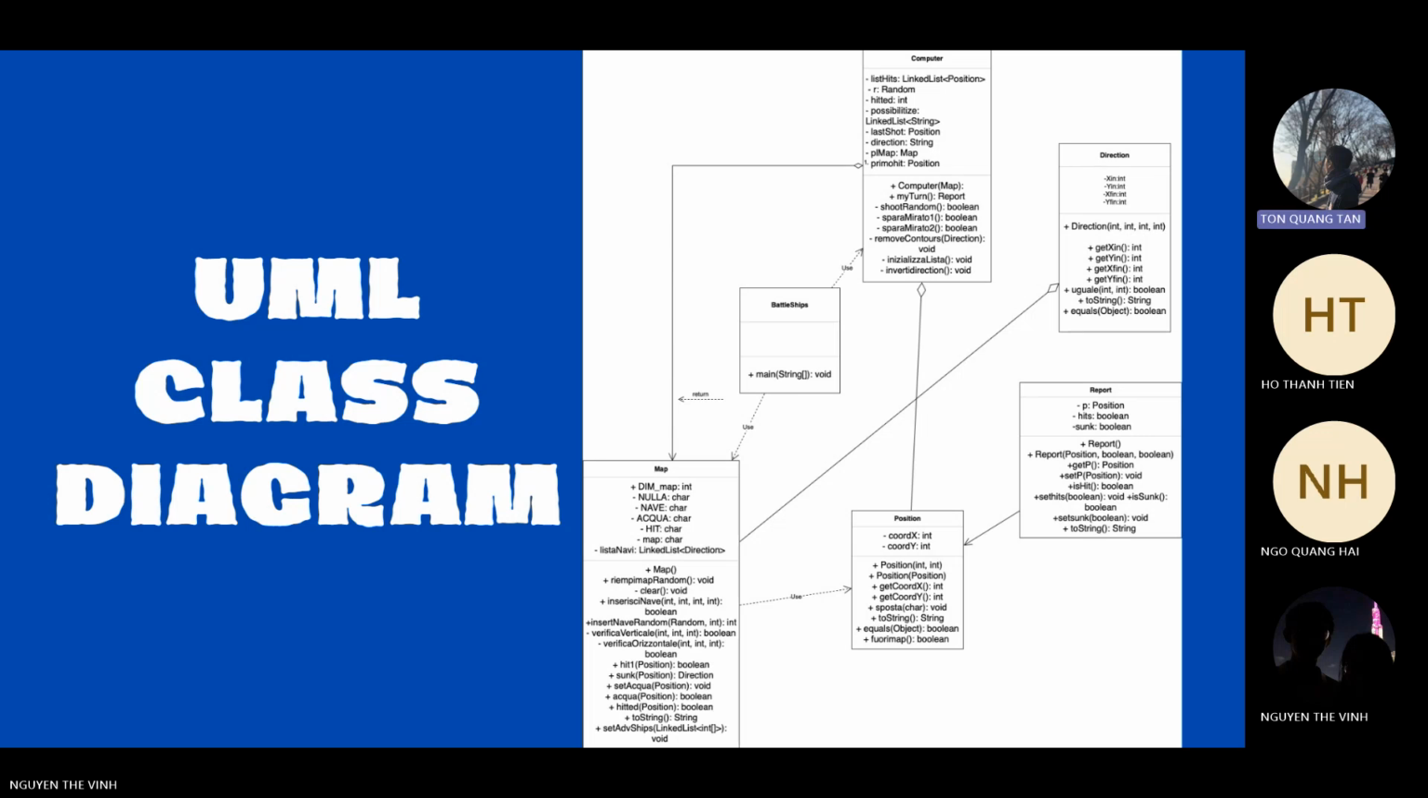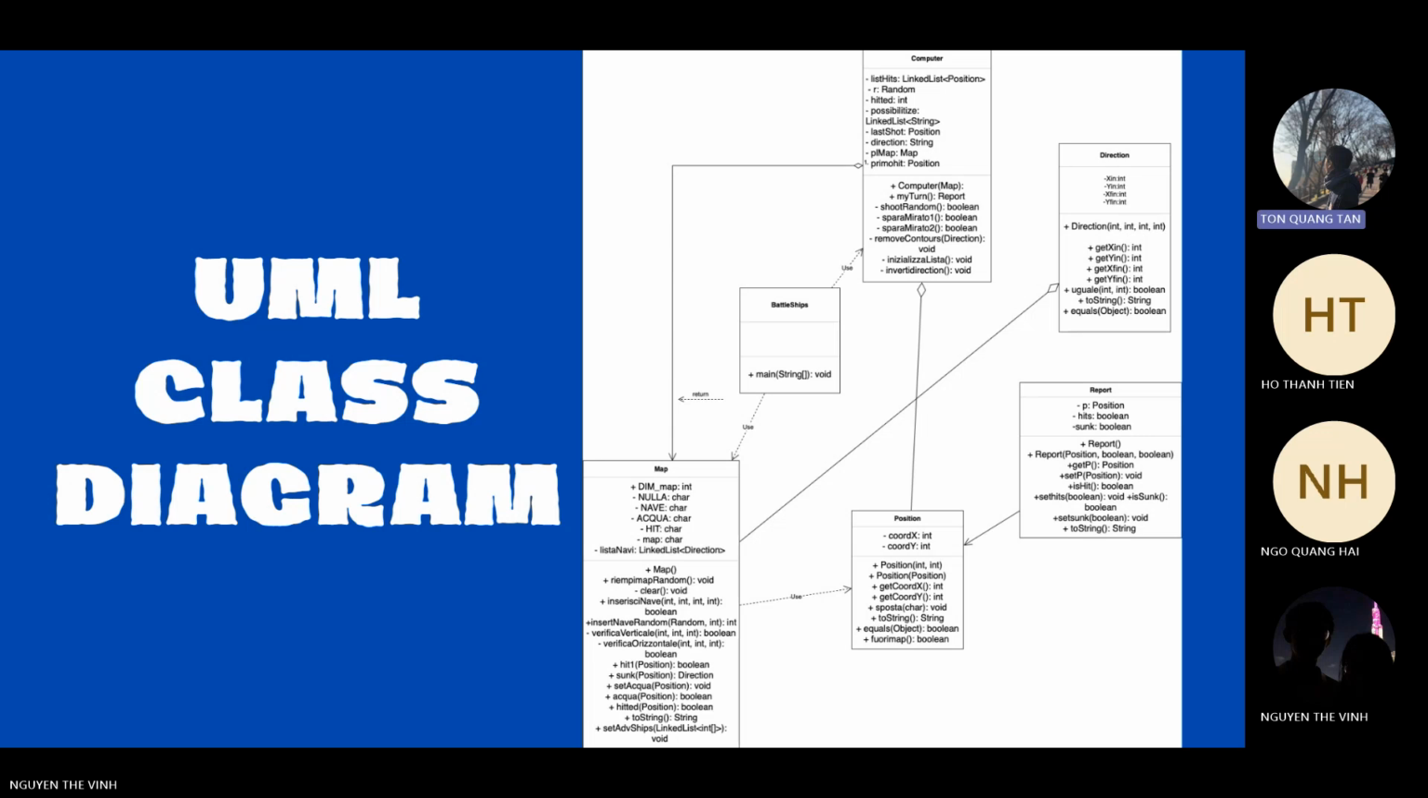Direction has the attributes x and y for the initial coordinates. The methods are Direction, the constructor, to define the direction, and getX and getY to get the initial values. And you can see the Boolean type method for comparing the directions, and equals is for comparing the objects. And the Report class includes the attributes position, hit, and sunk.